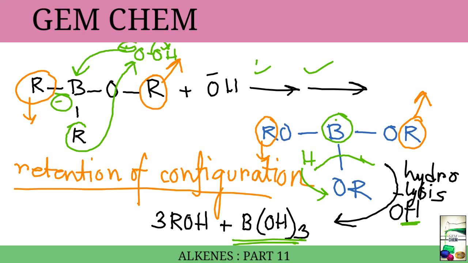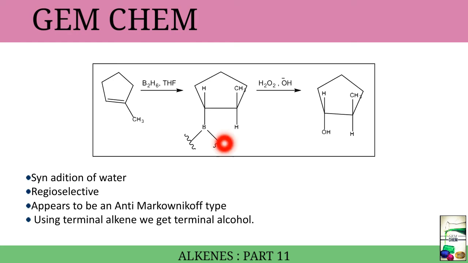Now, what are the important things we have considered? Retention of configuration, which can be seen from this example. In the first step, boron is getting added from the down portion, and when OH minus comes and the alcohol is formed, it also gets formed from the down portion, wherever the boron was present.